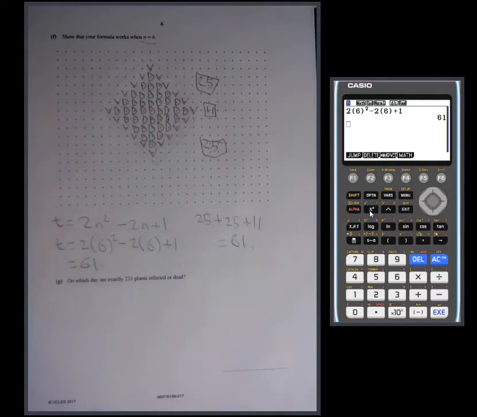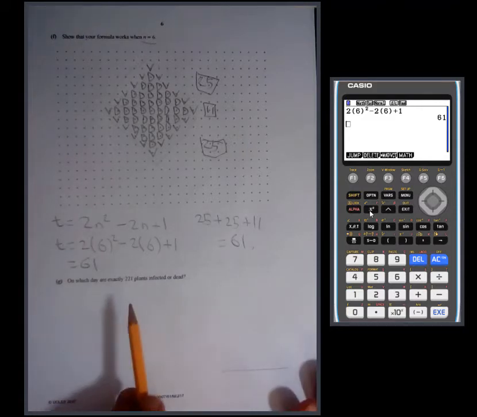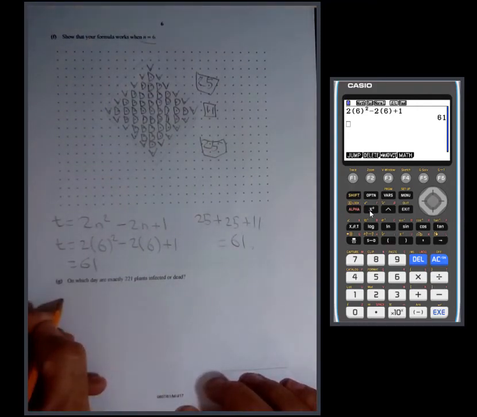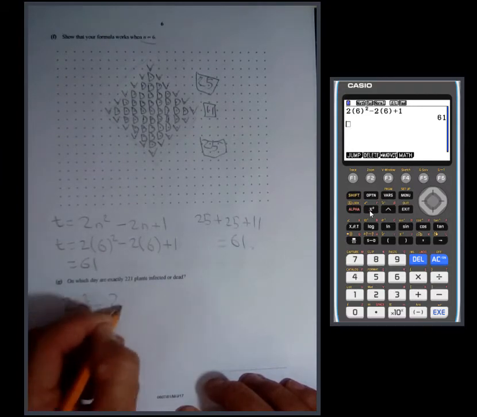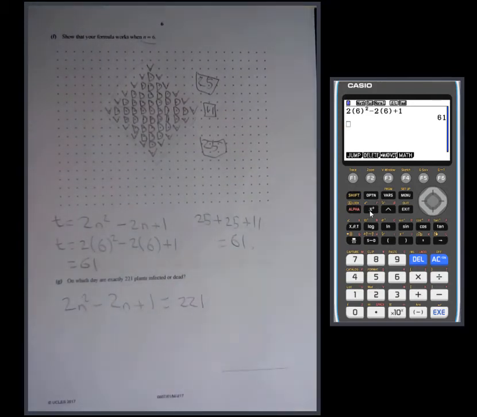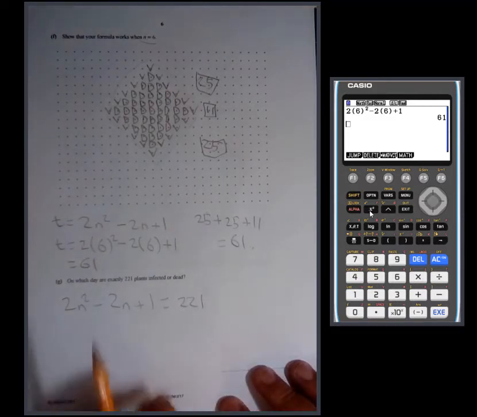On which day are exactly 221 plants infected or dead? It's similar to the other one we did, it's just a more complicated equation. You're looking to find when 2n squared minus 2n plus 1 equals 221. So this is a quadratic equation. I would imagine it'll be a friendly one that factorizes, but it is a calculator paper, so you could potentially use a solver. I'll show you a non-calculator method, which means you subtract 221. You want it to equal 0.